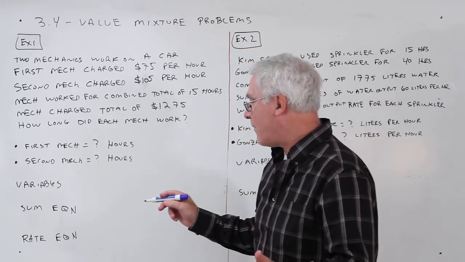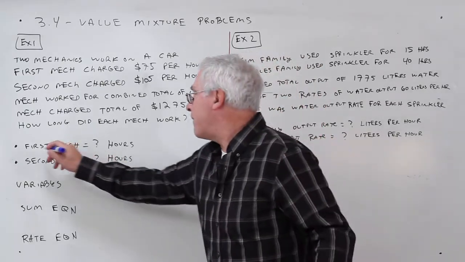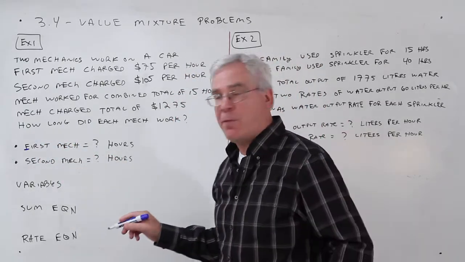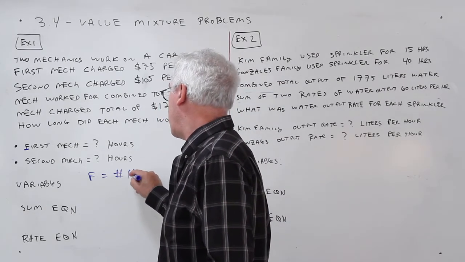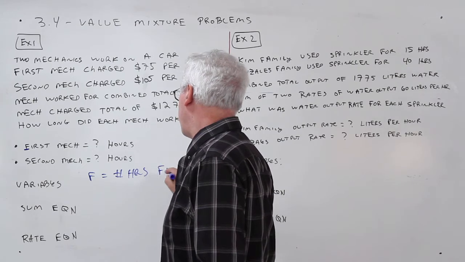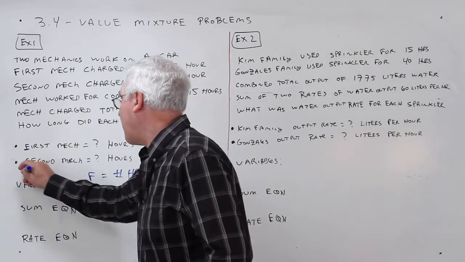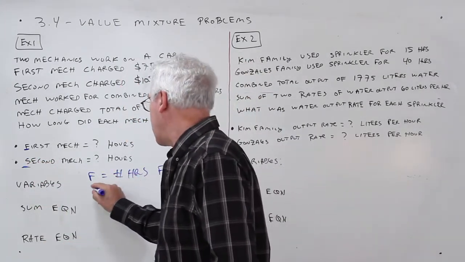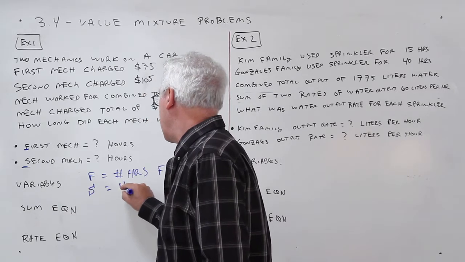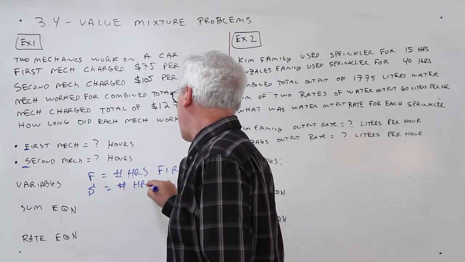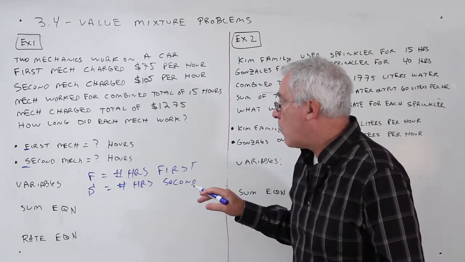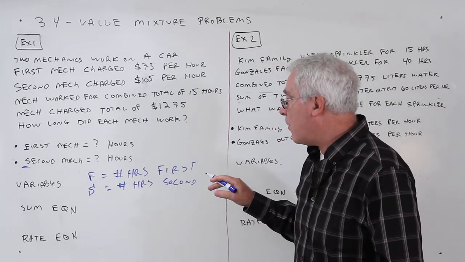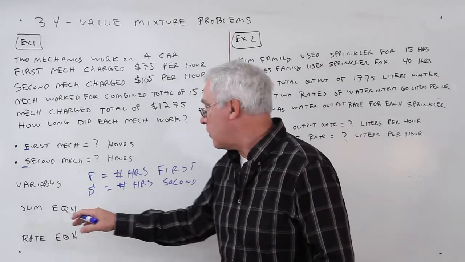All right, so for my variables, why don't I let F stand for the hours of the first mechanic? So F equals number of hours of the first mechanic. And why don't I let S, I like to borrow my S's, equal the number of hours of the second mechanic. Okay, now, once I've defined the variables, I'm now going to go to the sum equation.